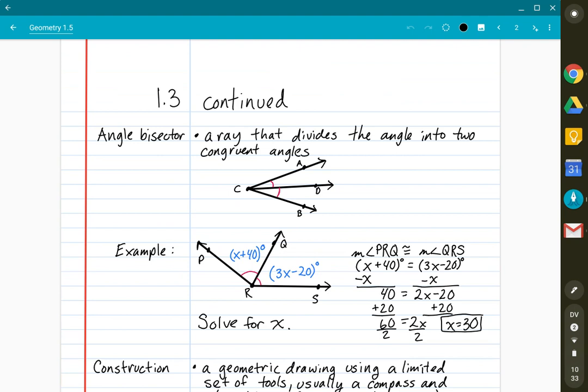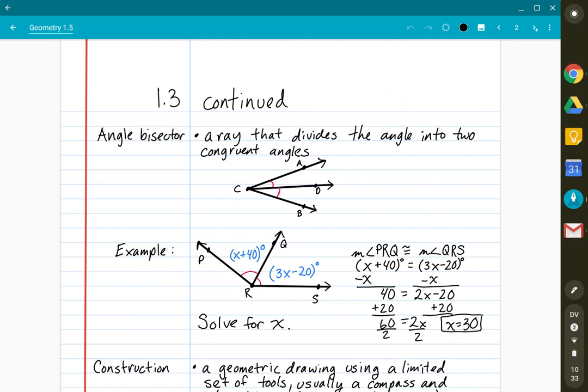Now, angles can also be bisected. It just looks a little different. An angle is bisected by a ray instead of a point. The ray is going to divide the angle into two congruent adjacent angles.